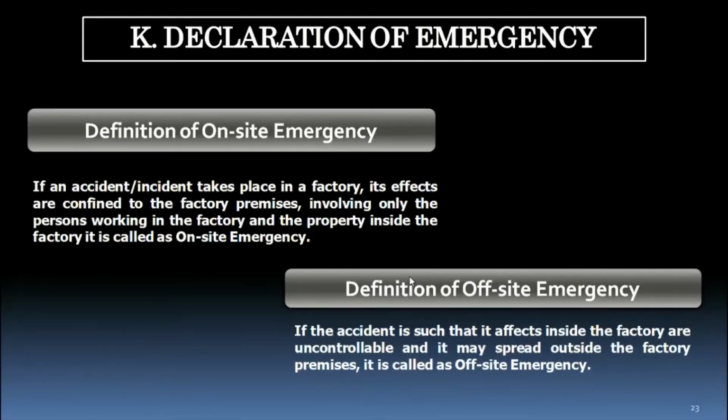So after the infrastructure requirement, we have to understand the declaration of on-site and off-site emergency. First, we understand what an on-site emergency is. If an accident takes place in a factory, its effects are confined to the factory premises, involving only the persons working in the factory and property inside the factory. It is called an on-site emergency. If I am talking about an off-site emergency, if the accident is such that its effects inside the factory are uncontrollable and spread outside the premises, it is called an off-site emergency.